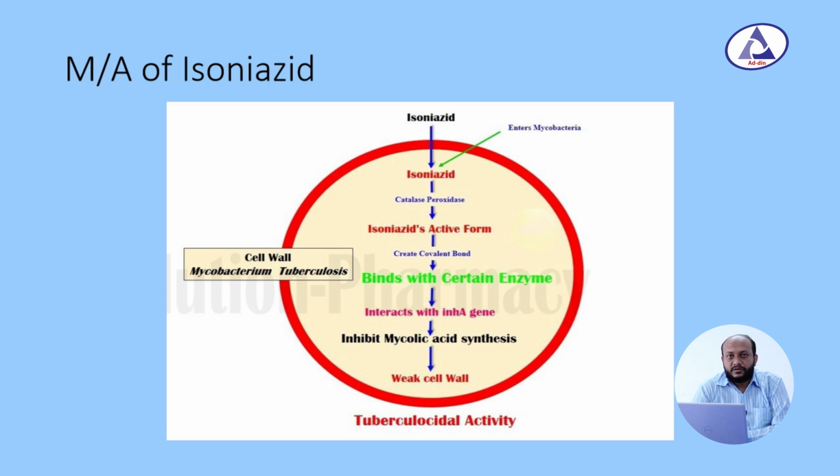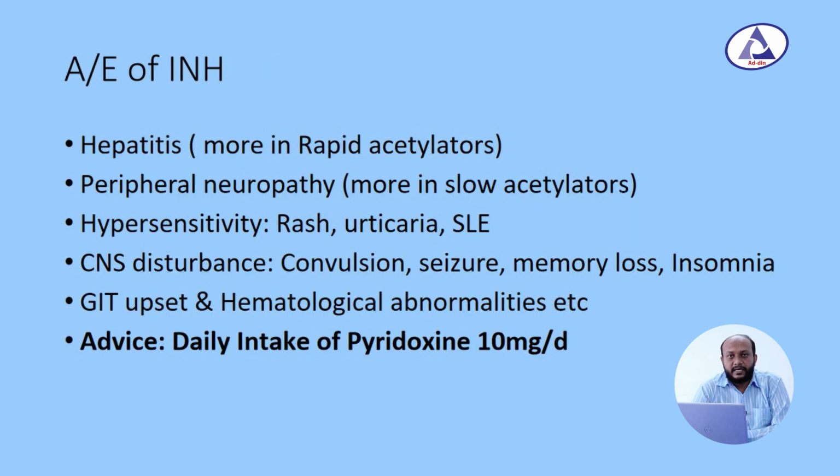Now, what are the adverse effects of isoniazid? Isoniazid mainly causes hepatitis and peripheral neuropathy, hypersensitivity reactions like rash, urticaria, SLE, CNS disturbance, convulsion, seizure, memory loss, insomnia, GIT upset, and hematological abnormalities. All these are the adverse effects of isoniazid. Now, advice. We will advise the patient to take pyridoxine 10 mg per day to avoid peripheral neuropathy.